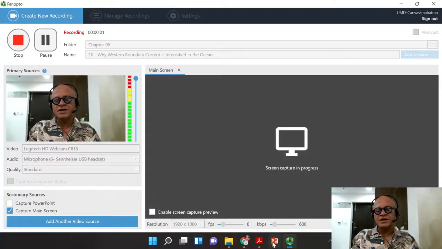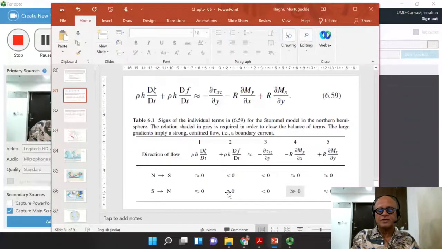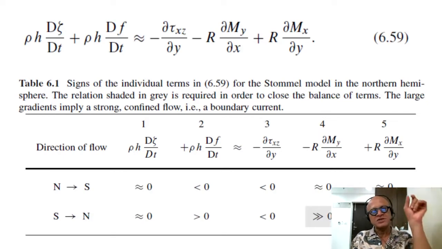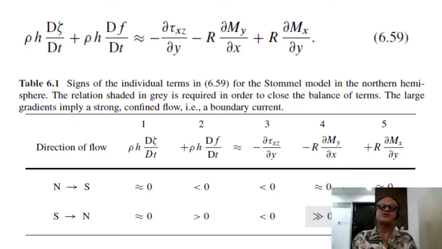Okay, I decided to add another podcast to emphasize why the intensification of the boundary current happens on the west, why the western boundary current is narrow, strong, and deep, whereas the eastern boundary current is broad, shallow, and not so deep, not so fast, not so intensified.